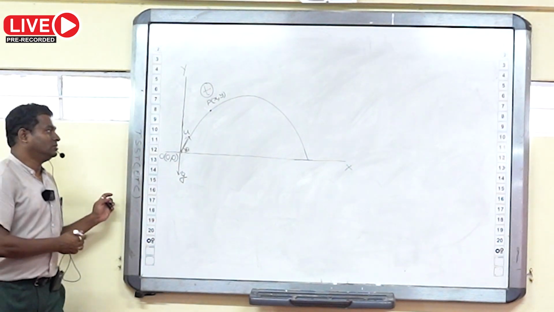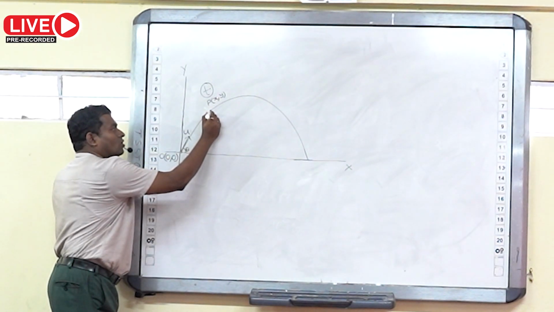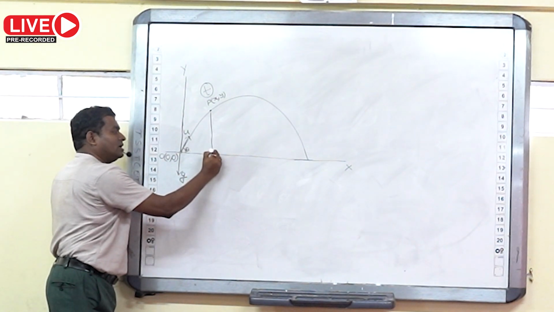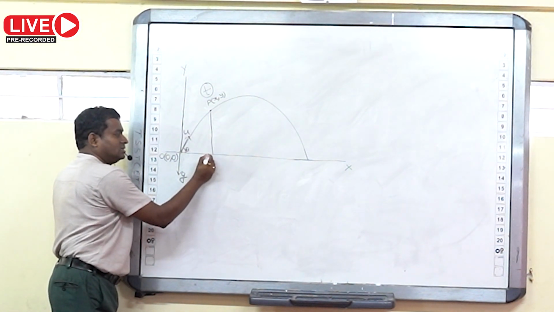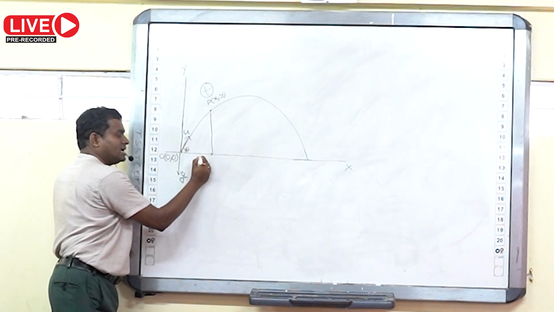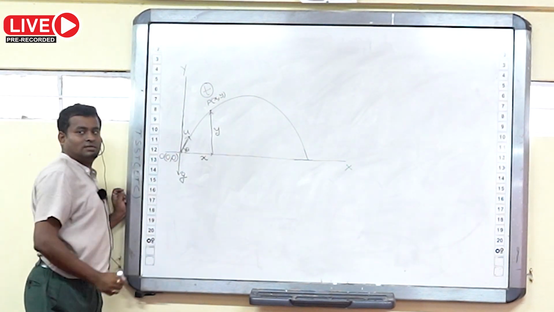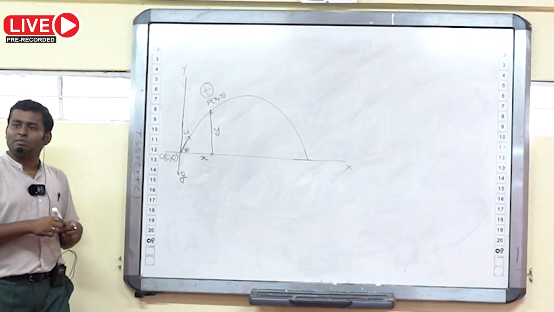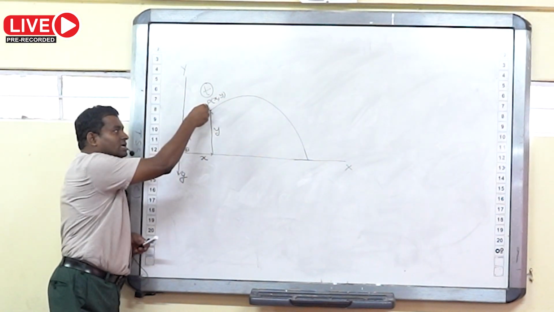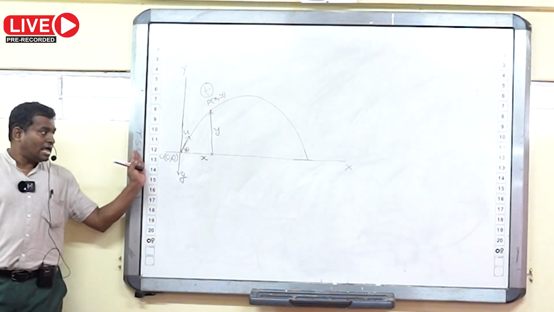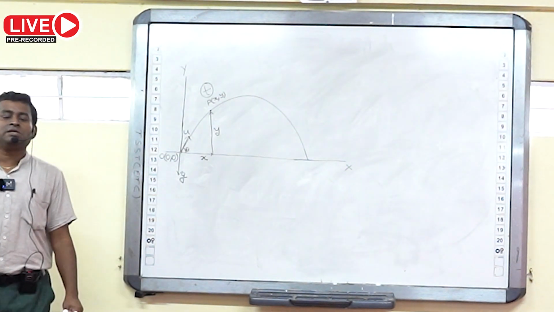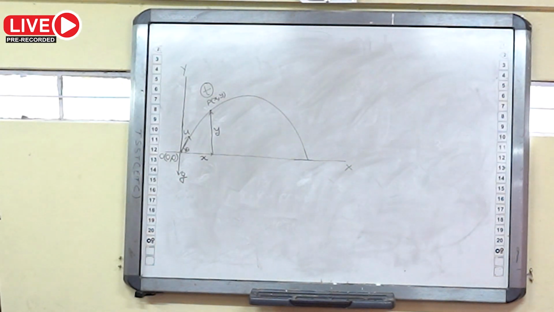Now I drop a perpendicular over here such that this displacement is x and this vertical displacement is y. That is the x coordinate and y coordinate of the particle. This is x, this is y. So along the horizontal direction the projectile is displaced in time t by an amount x, and in the vertical direction it is displaced by an amount y in time t. Now check.